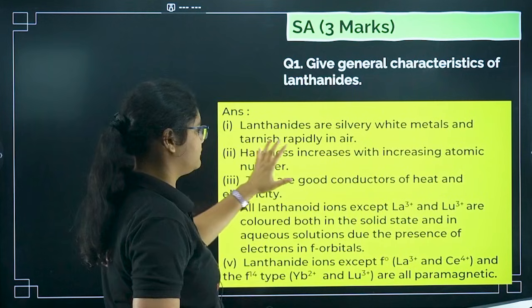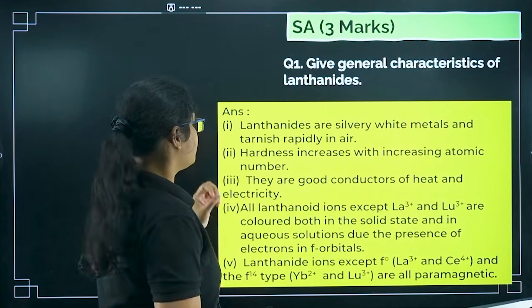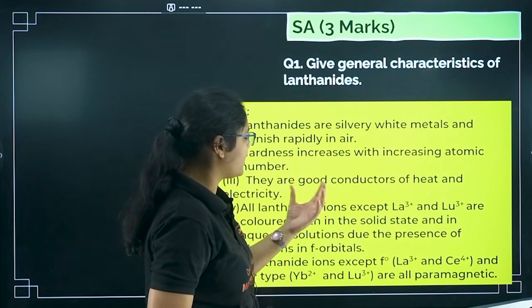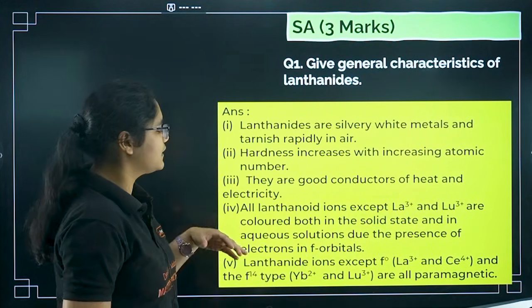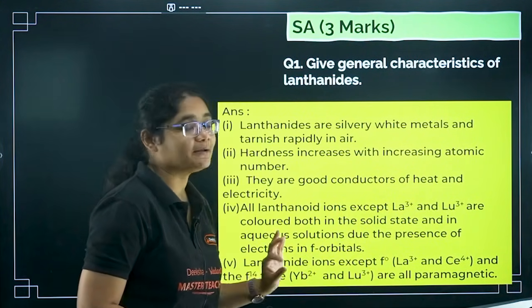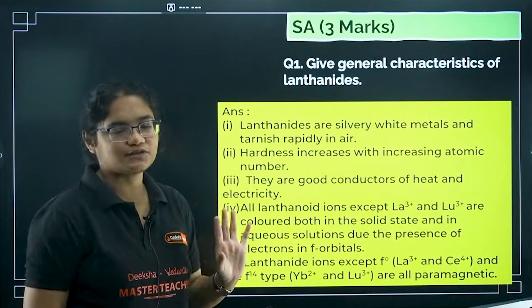So lanthanoids are silvery white metals. The first thing, their hardness increases, they are good conductors, and they show +3 oxidation state, and lanthanoids can also show colors and they are paramagnetic in nature. So basic properties you can write down.